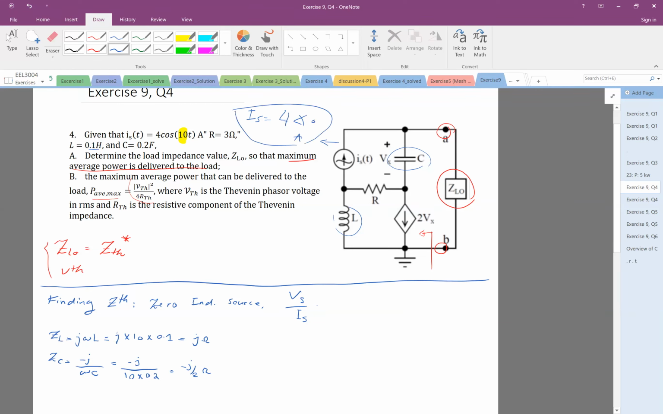So this negative j over 2, and there is R, which is 3 ohm. There is L, which is j. So Vx, the dependent source 2Vx, Vx is here. I put the test voltage Vs. This is IS.